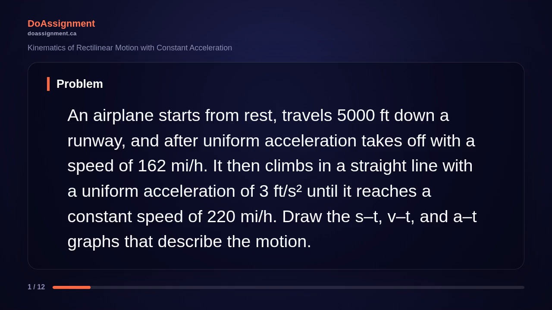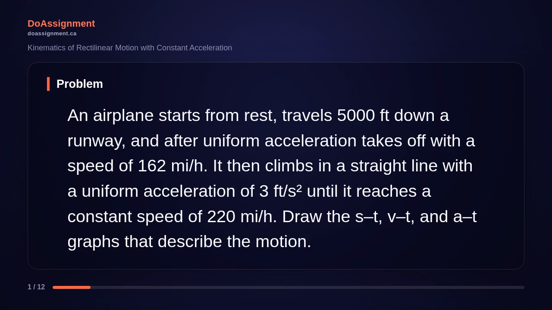An airplane starts from rest, travels 5,000 feet down a runway, and after uniform acceleration takes off with a speed of 162 miles per hour. It then climbs in a straight line with a uniform acceleration of 3 feet per second squared until it reaches a constant speed of 220 miles per hour. Draw the S versus T, V versus T, and A versus T graphs that describe the motion.